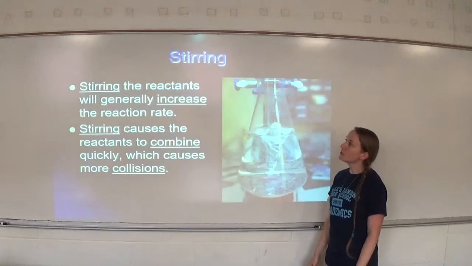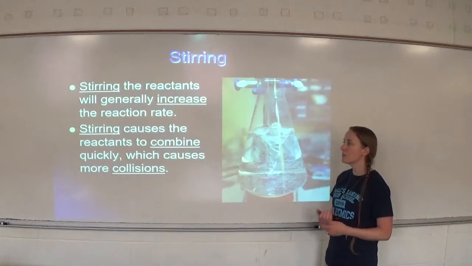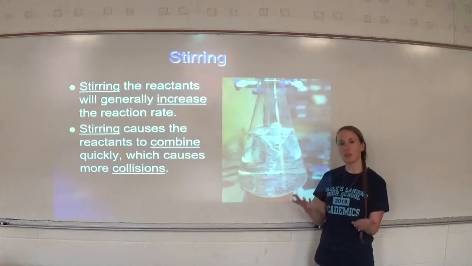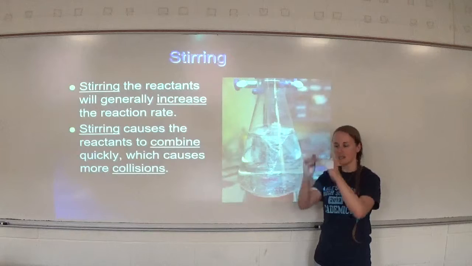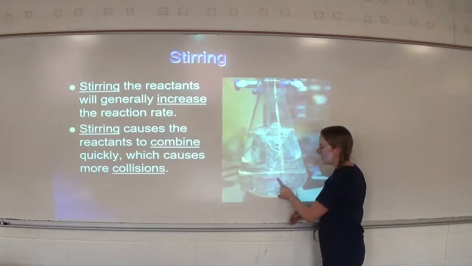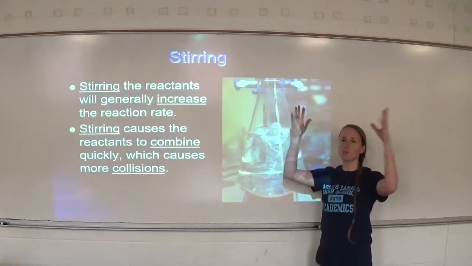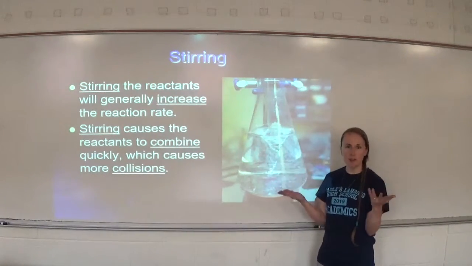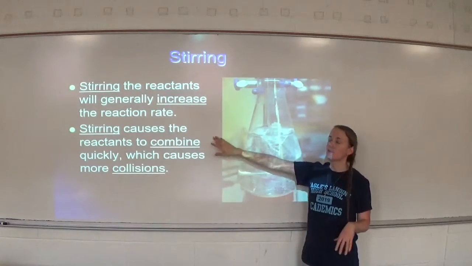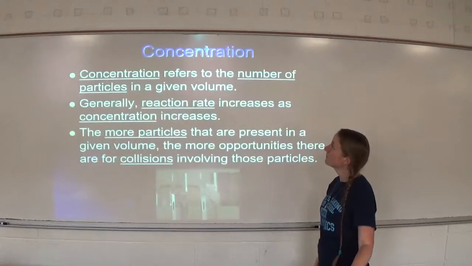Stirring. Stirring the reactants will generally increase the reaction rate. Stirring causes the reactants to combine quickly, which causes more collisions. If I dump a solid in a liquid and I want it to react, the solid is going to settle at the bottom, and so only the liquid that's right around the solid at the bottom can react with it. However, if I stir it up, that disperses the solid throughout the liquid, and so more of the liquid can start reacting with the solid. So for stirring, we disperse the particles so that they can collide more.